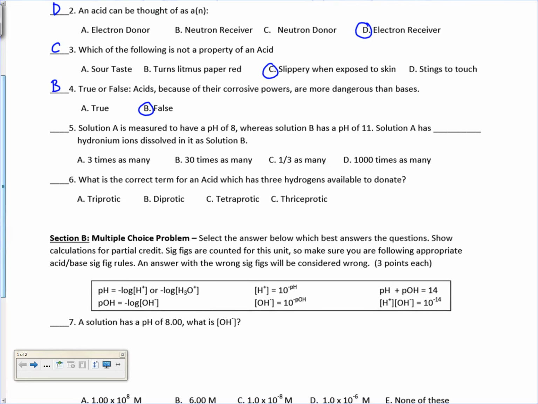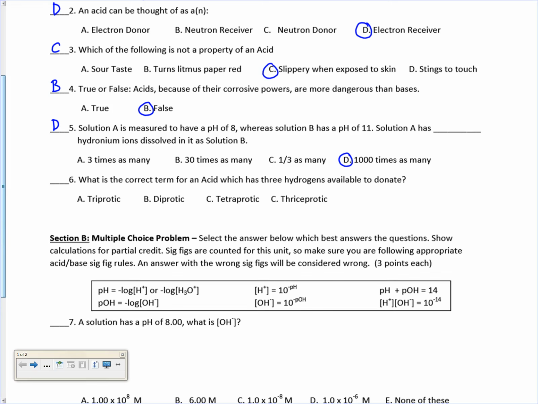Number 5, solution A is measured to have a pH of 8, whereas solution B has a pH of 11. Solution A has blank times as many hydrogen ions dissolved in it as solution B. So on this one, what we're looking at here is how the pH scale works. This is a difference of 3. Each difference of 1 on the pH scale is a factor of 10. So if we've got a difference of 3, that's 10 times 10 times 10, which is 1,000. And solution A, since it has a pH of 8, is going to be the more acidic solution, so it's going to have more of the hydronium.